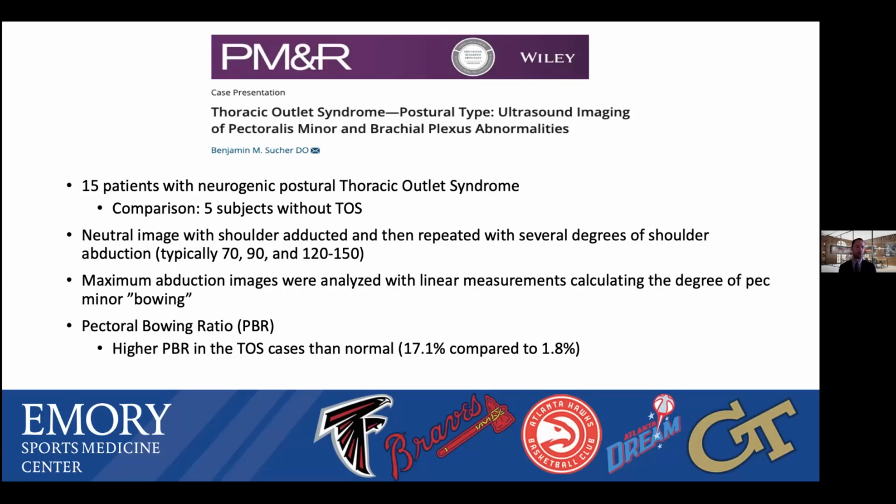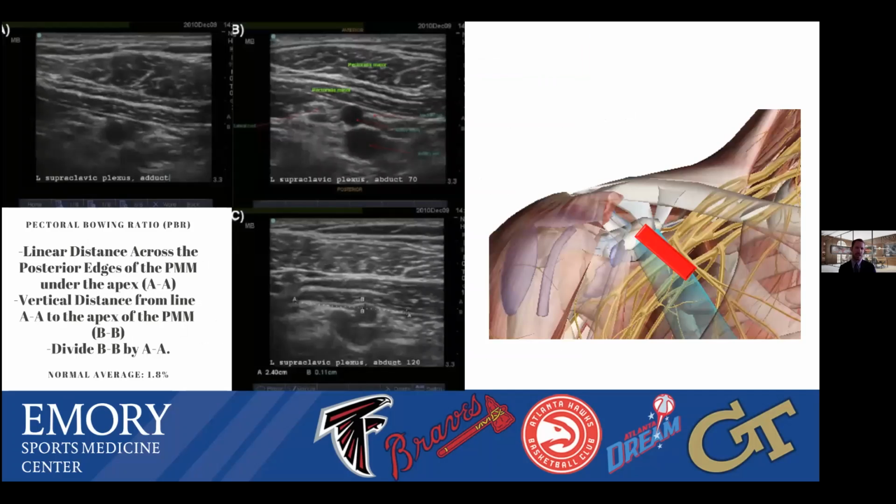And they did a specific bowing ratio, and they compared this to the normal subjects, finding that the ratio was higher in the TOS patients than those without. And how they did this, and this is a normal subject, is the top left is a neutral position, and then it gradually goes to abducted, and C is their abduction at 120. At the maximal abduction level, they measured the distance between the posterior edge of the pec minor muscle underneath the apex, and then they measured the apex of bowing, and they divided that apex, which is B within this image, by A, and they got a ratio. The percentage they found in the normal subjects was 1.8%.